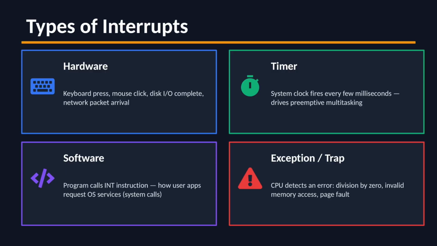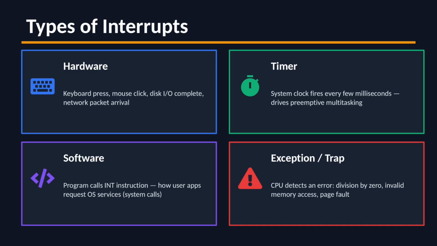There are essentially four different types of interrupts. First one is hardware interrupts, triggered by physical devices: keyboard press, mouse click, network packet arriving, disk IO completing. These are the classic interrupts that most people think of. Next is timer interrupts, fired by the system clock every few milliseconds. This one is special because it's the heartbeat that drives preemptive multitasking, which we will get to in a moment.